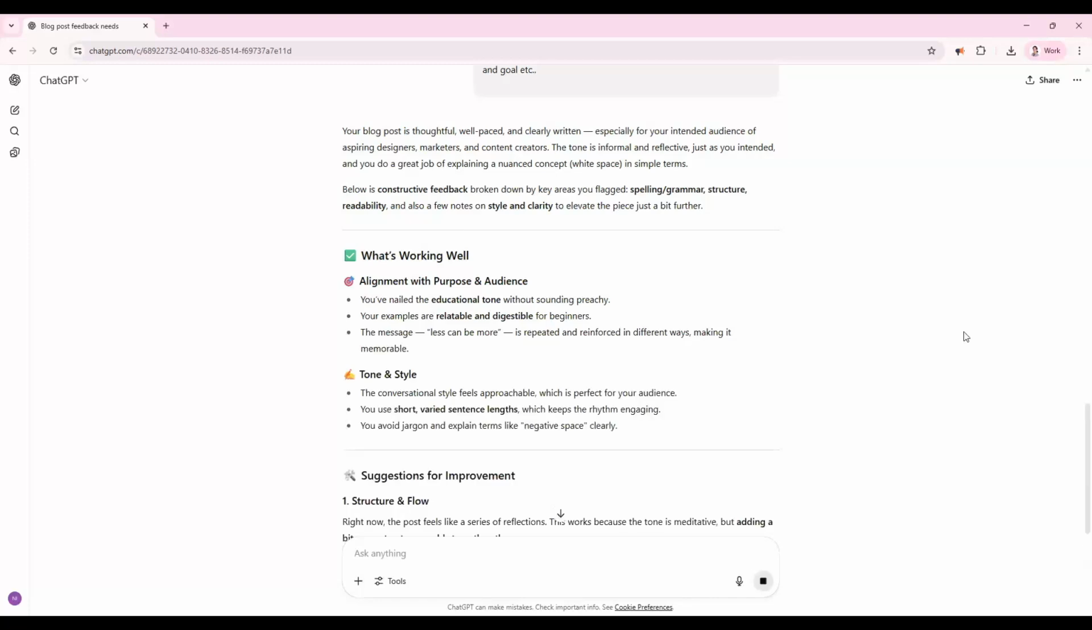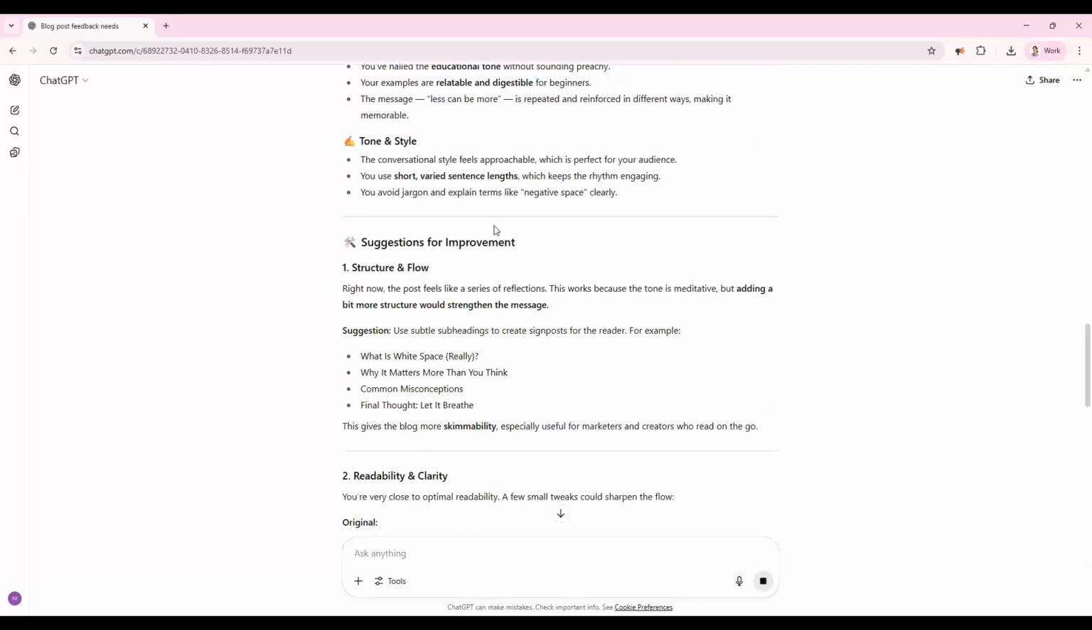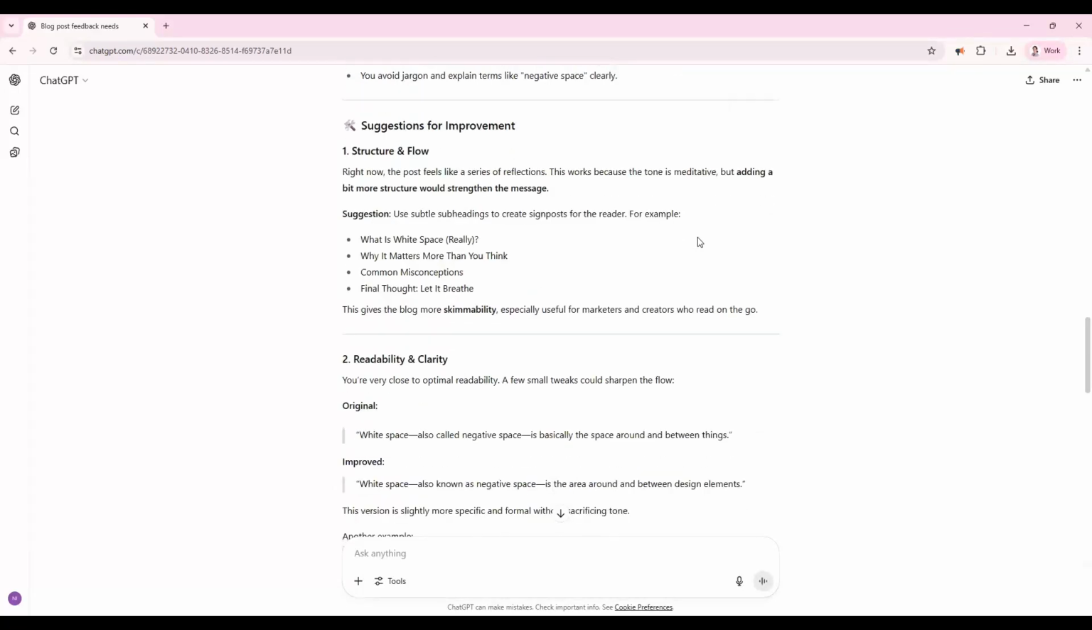Okay, so we've got a really nice, clear outline of feedback. It's really well structured, so we can figure out what is working well in terms of the purpose and the audience, the tone and the style. But also, we are given some suggestions for improvement as well. And also readability and clarity.